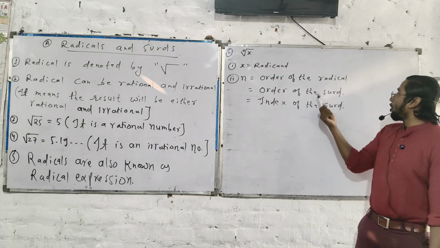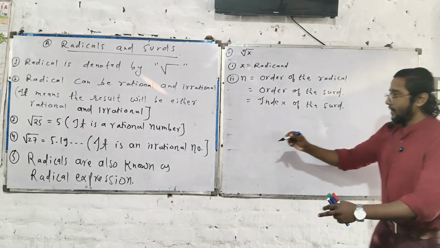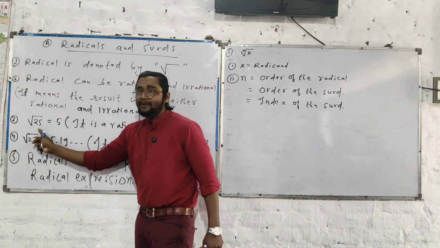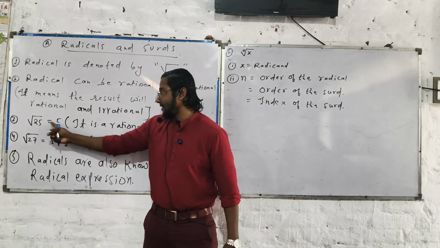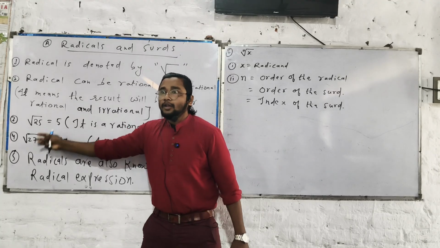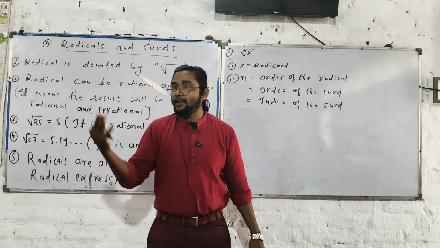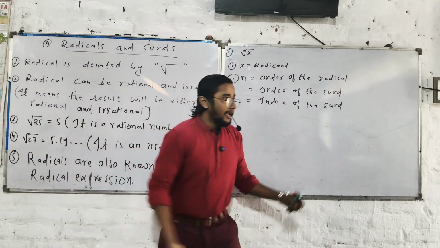Second, the order of the surd. Because we're going to study this very soon: root 27 is a surd, but root 25 is a radical. Both are radicals, but this one is called a surd and this one is called a radical. Why is it called a surd? Because the result of a surd will always be irrational.